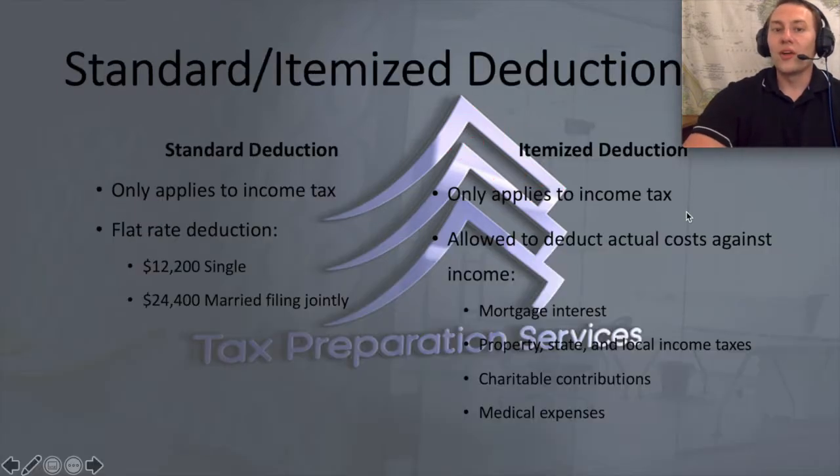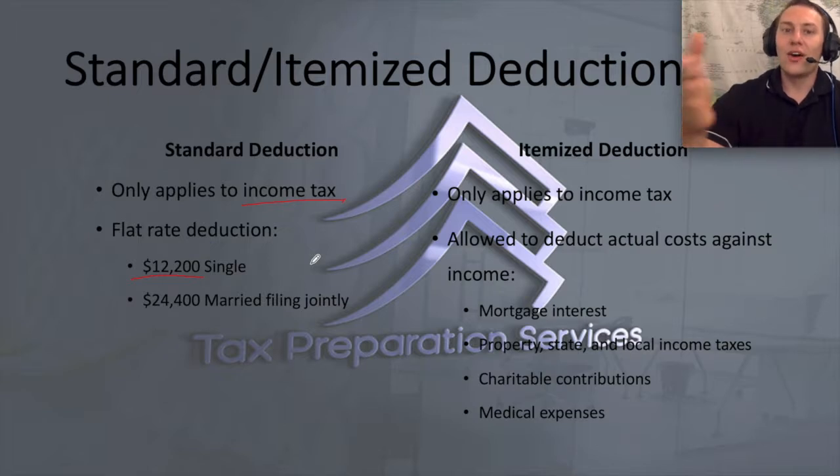So let's talk a little more about standard and itemized deductions. The standard deduction or itemized deduction only applies to income tax. So if you earn less than the standard deduction of $12,200 if you're single, you don't have to pay any income tax, but you still are subject to self-employment taxes unless you have other credits that help pay that for you. It's a flat rate deduction, $12,200 for single or $24,400 for married filing jointly.